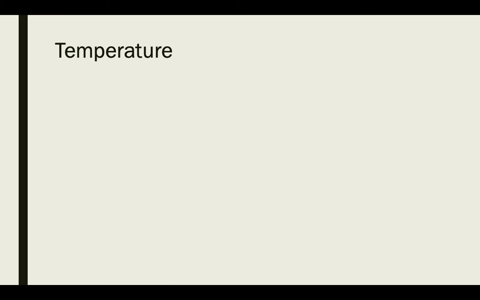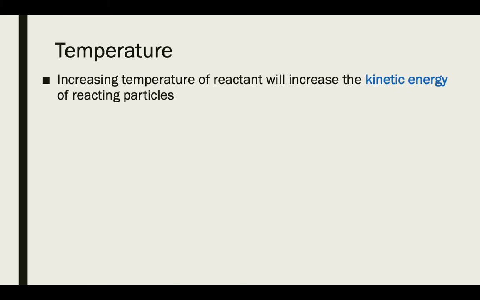Temperature. So what does temperature do? Increasing the temperature of reactants will directly increase the kinetic energy of reacting particles. And kinetic energy transfers into the speed of movement by this equation. So if you increase the kinetic energy of your reactant particles, then the particles will move around faster.